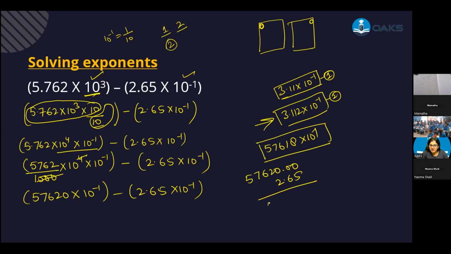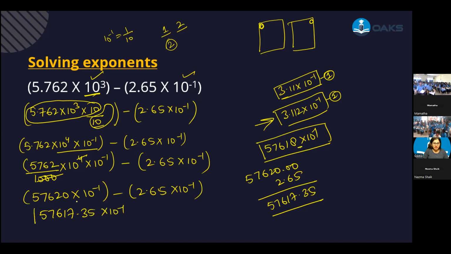So 57617.35, right? Okay, great, great. Thank you so much. You can sit down. 57617.35 into 10 raised to power minus 1. The last student just missed the 0.35. Okay, so we have this answer, right?